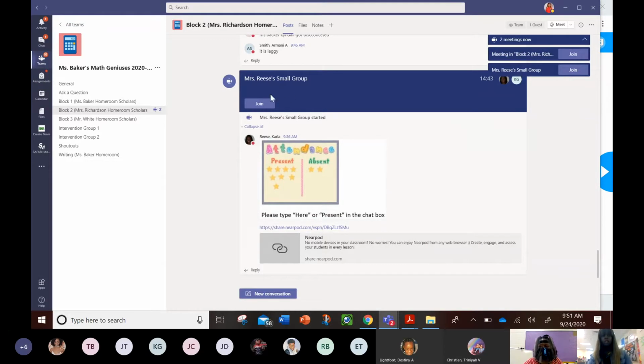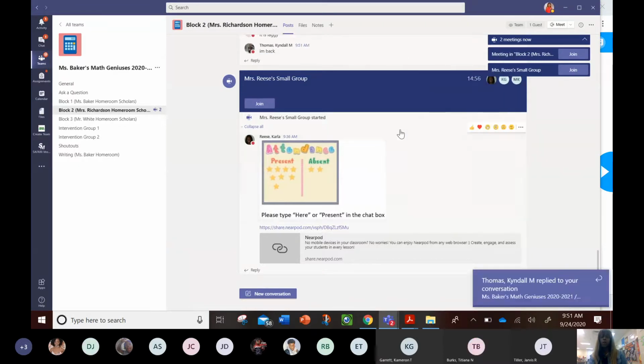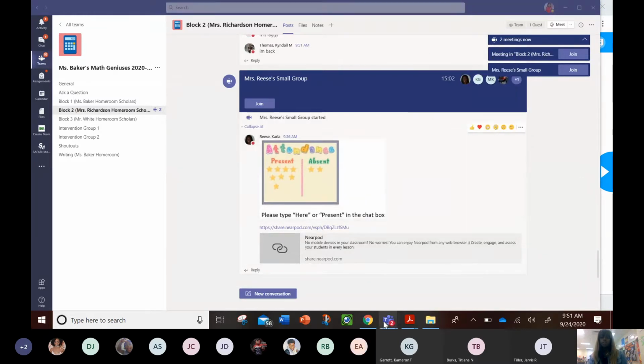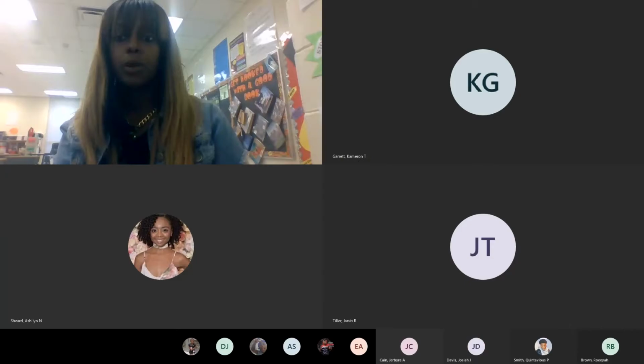So right here, you should see if you go back to block 2, Miss Richardson's homeroom, you're going to see Miss Reese's group is already there. So if Miss Reese just called your group, you are going to go ahead and head over there now. I see some people are already doing what they're supposed to be doing. Good job. If she did not call your name, that means you're staying with me, and we're going to go ahead and finish our skills for the week.